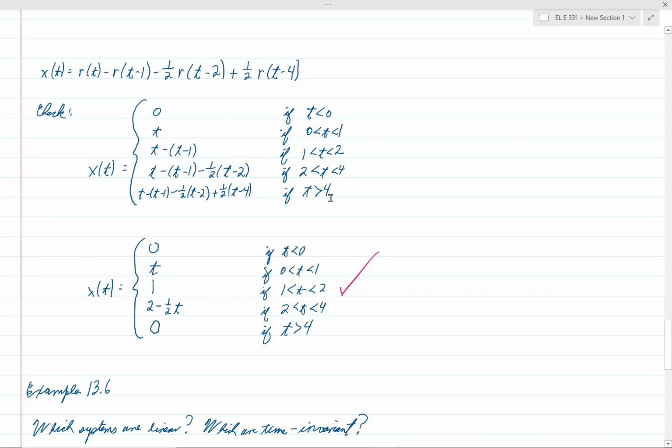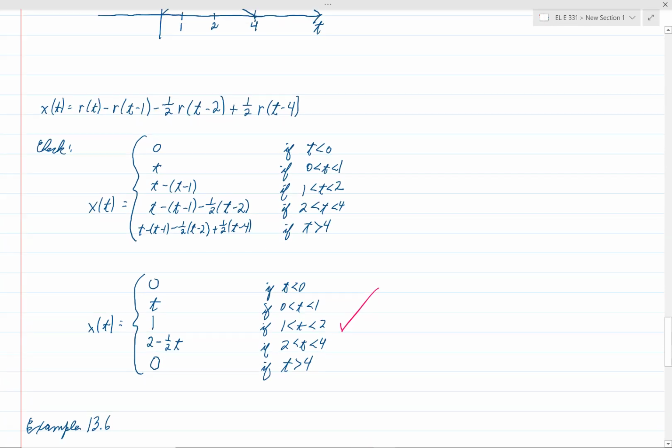And then finally, once t goes past 4, we have to include all 4 of these terms. So r of t gives us the t, minus r of t minus 1 gives us minus t minus 1, minus 1/2 r of t minus 2 gives us minus 1/2 times t minus 2, and finally the 1/2 r of t minus 4 gives us 1/2 t minus 4. And now if we simplify each one of those expressions, we get 0 for t less than 0, t for t between 0 and 1, 1 for t between 1 and 2, 2 minus 1/2 t for t between 2 and 4, and 0 for t greater than 4.